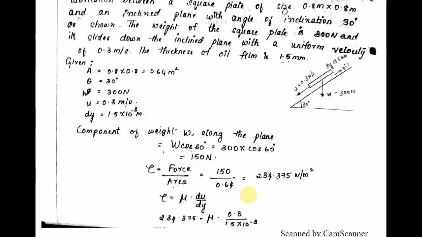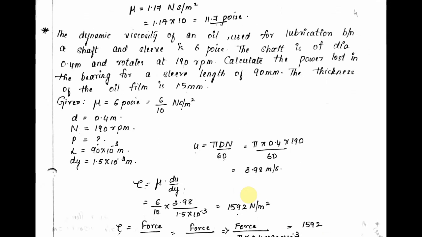And tau is equal to mu into du by dy, so 234.375 is equal to mu into 0.3 divided by 1.5 into 10 raised to minus 3. Therefore, mu is equal to 1.17 Newton second per square meter, or mu is equal to 11.7 poise.